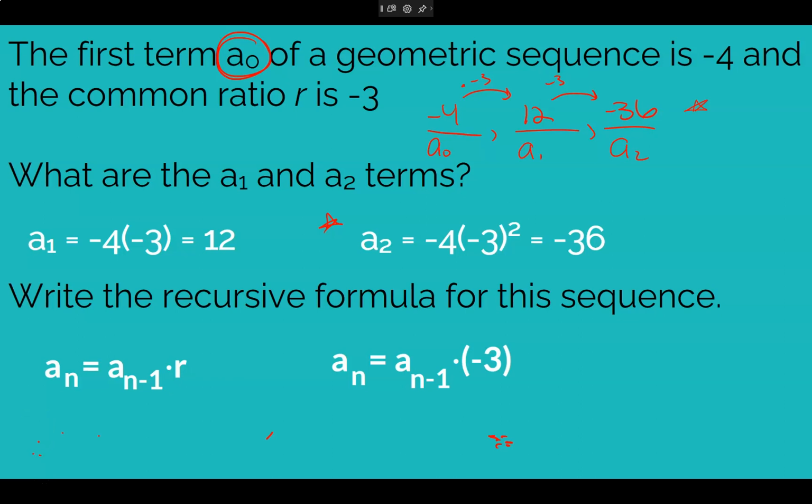All right, now it wants me to write the explicit formula, right? It doesn't tell me which one. It just says write the explicit formula. What did they give me in my information? A0 or A1? They gave me A0, but in my first question, I also found A1, right? I have both of them, so you can write either one. The choice is yours. It's whatever one you want to do.